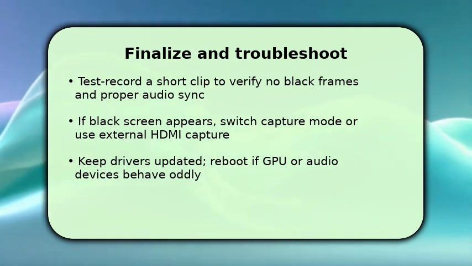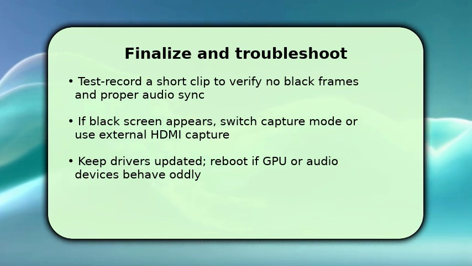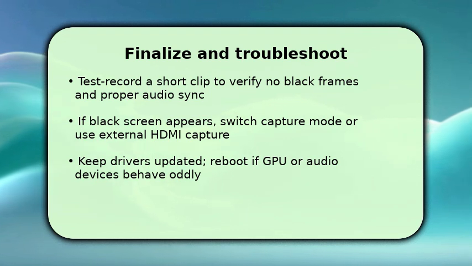If you see black areas, switch capture modes, try window versus display capture, or use an external HDMI capture device with an HDMI splitter to bypass software DRM paths.